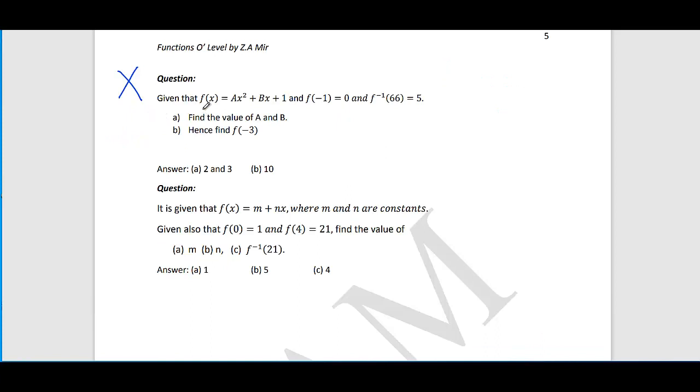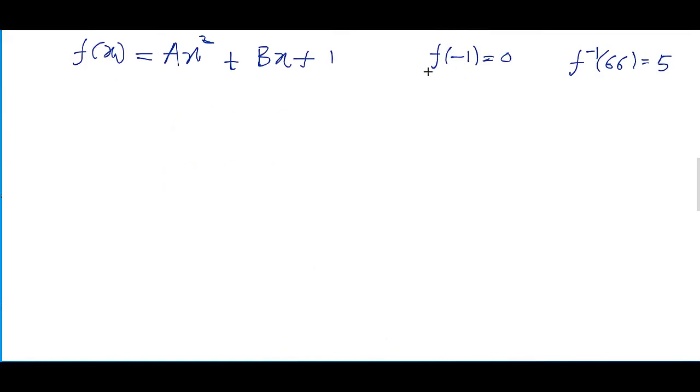In this last question, f of x is equal to ax squared plus bx plus 1, and f of minus 1 is equal to 0, and f inverse of 66 is equal to 5. Find the value of a and b, and hence find f of minus 3. So first we will use this information. So f of minus 1 is 0. We will put minus 1 in x. By putting minus 1, this is our simplified expression.